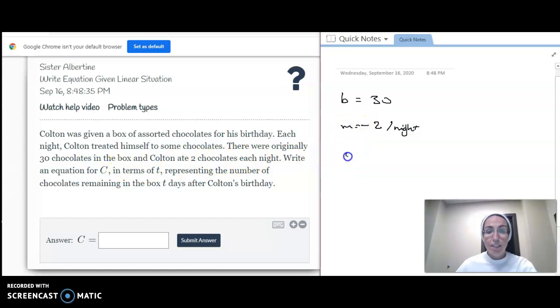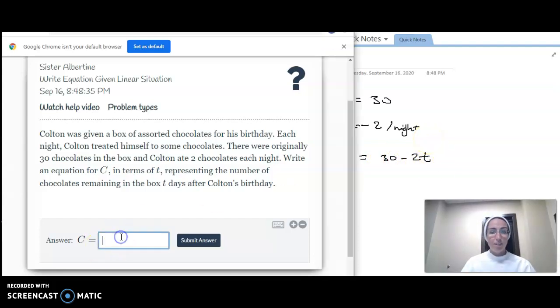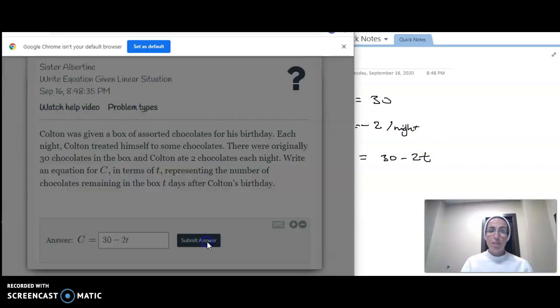Write an equation for C in terms of T. Okay, so if I start with 30 chocolates, and every night I subtract 2, then it's going to be 30 minus 2T, where T is the number of days. Or you could have written negative 2T plus 30, either way.